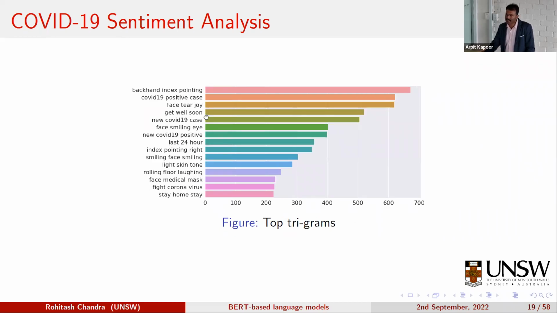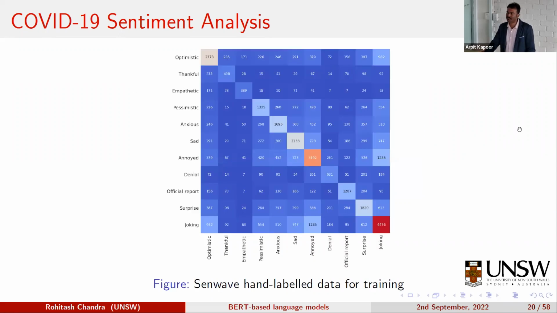And similarly, the trigrams: light skin tone, I don't know what it means, but it seems to be expressed. It was maybe an emoji. Smiling face, face smiling, all emojis, and get well soon, not an emoji, I guess. Dear Joy, this is also an emoji. The first one also. So lots of emojis expressed.